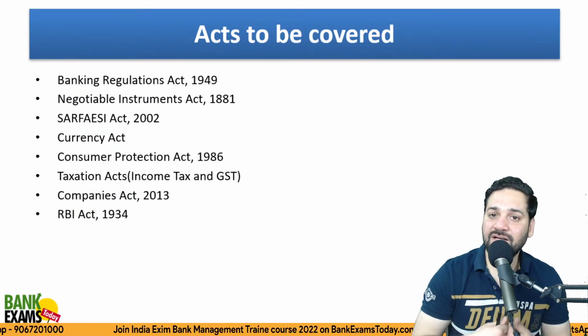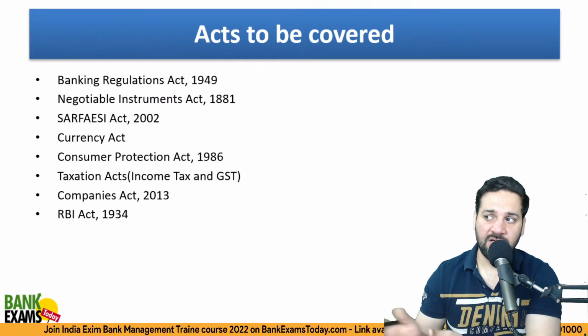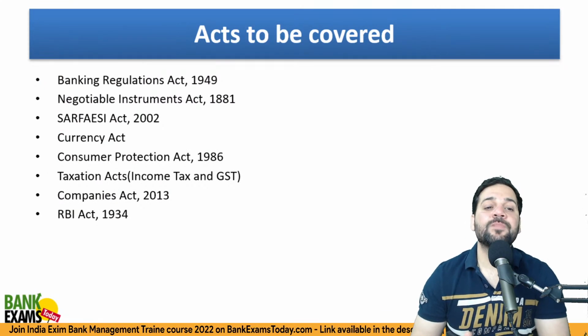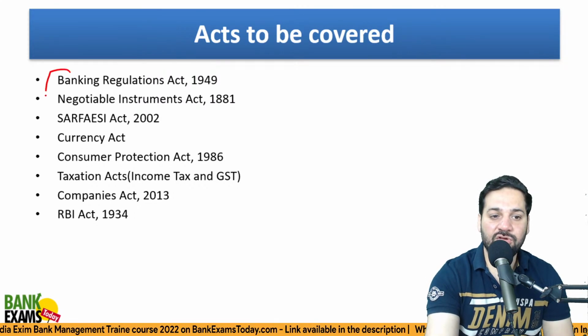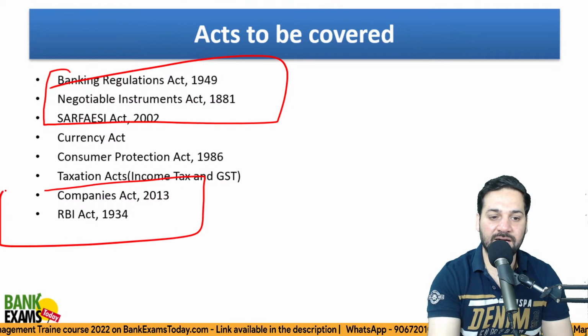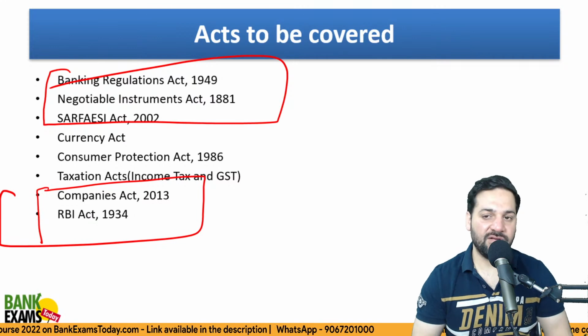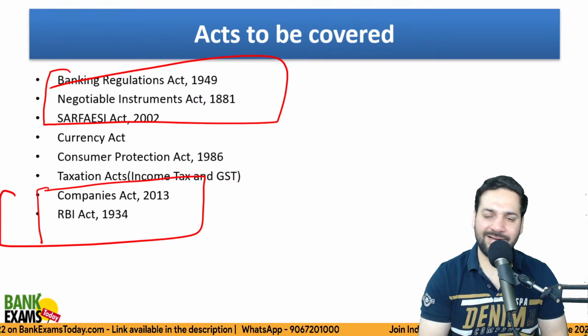And there are certain acts that we are going to cover. These are part of financial awareness as well as the professional knowledge. Banking Regulation Act, Negotiable Instruments Act, SARFAESI Act, these are important. And then Companies Act and RBI Act, these are important. Okay. These are the 5 acts which are very, very important, but still we need to do the consumer protection, currency and the taxation acts.